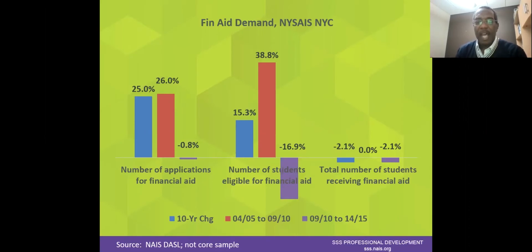But in the past 5 years, it's very different. They're actually showing decreases in the number of applications for aid and the number of students eligible for aid. And as a result, the number of students receiving financial aid has been pretty much flat. There's been some negative growth there. So the post-recession reality for schools in the city is very different in terms of financial aid demand than for schools more broadly in the state.